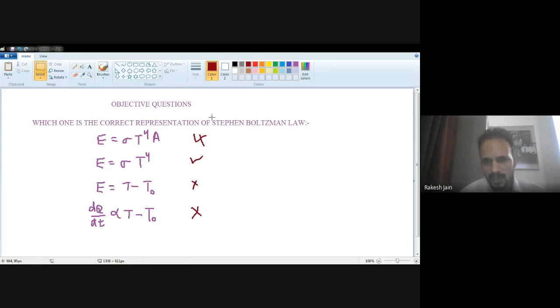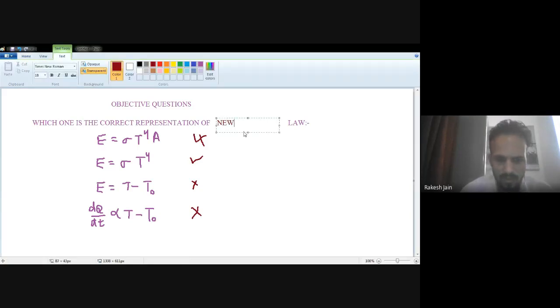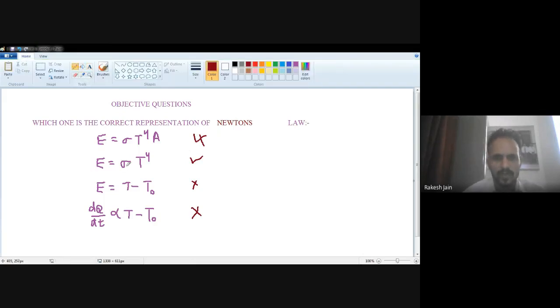And if I ask which one is the correct representation of Newton's law of cooling, so you understand Newton's law of cooling, then what will be my answer? Just write in the message box. Yes, my answer is D. Definitely it will be D, because Newton's law of cooling states that the heat emission rate is proportional to the difference between the absolute temperature and the temperature of the surroundings.